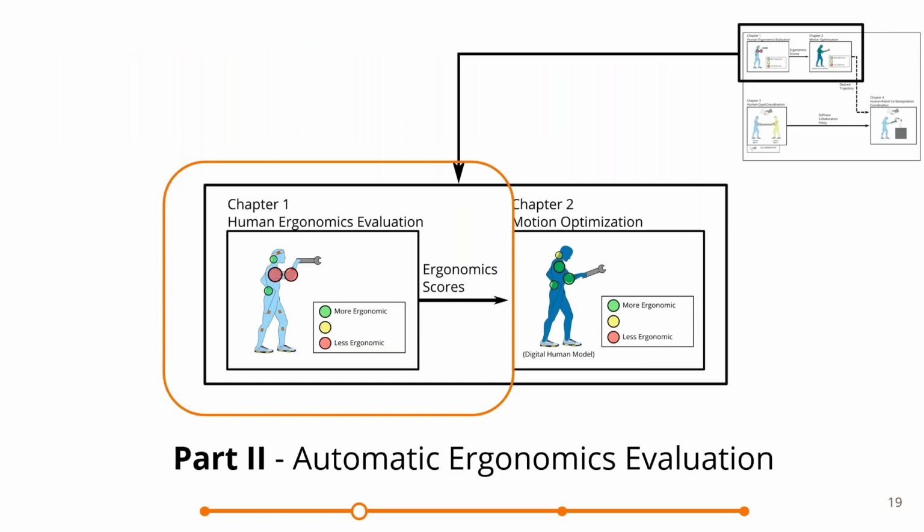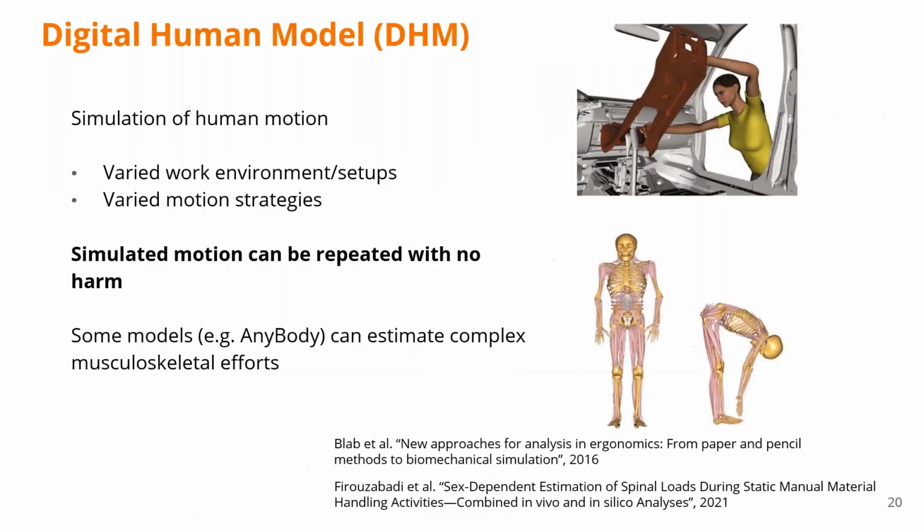Let's move on to the automatic ergonomics evaluation. One of the most important things for automatic evaluation is to have a digital human model, a DHM. Digital human models are mostly used to simulate the human motion under a variety of situations, such as with wide ranges of work environments or setups, as well as performing diverse motions.